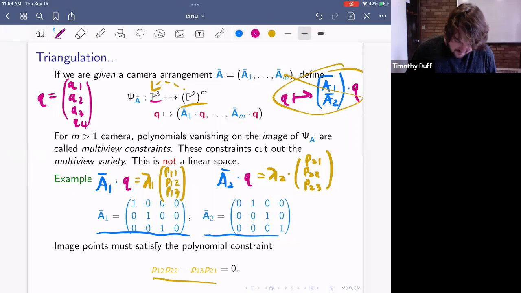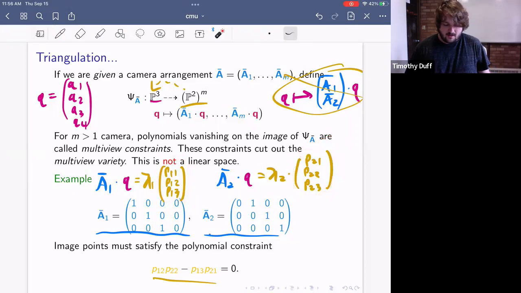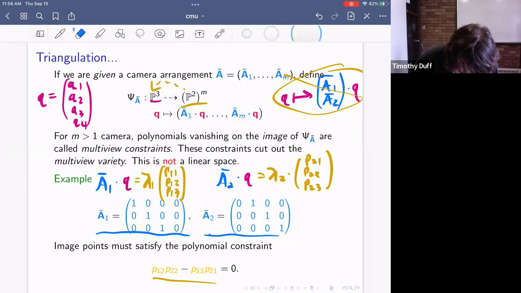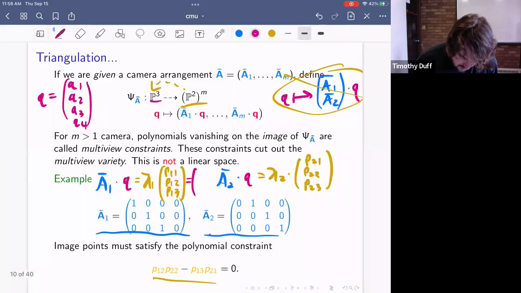However, I can still describe some relation that must hold on the image coordinates, regardless of what the scalar factor is. And the way I do it is I look at a ratio. So maybe it would be helpful to write out what A1 bar times Q is. Well, that's just going to be picking out the first 3 entries of this vector Q. So Q1, Q2, Q3.